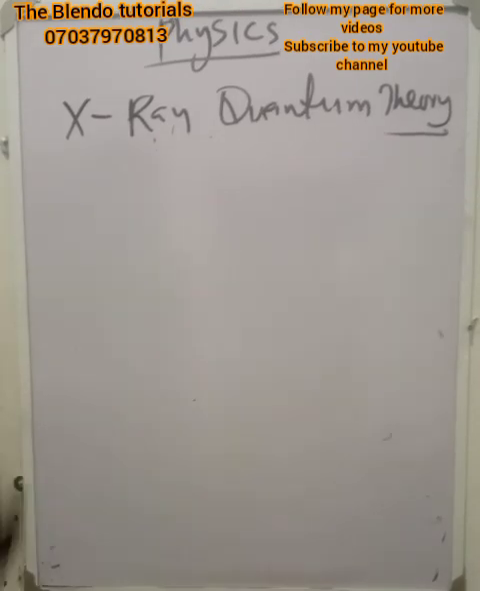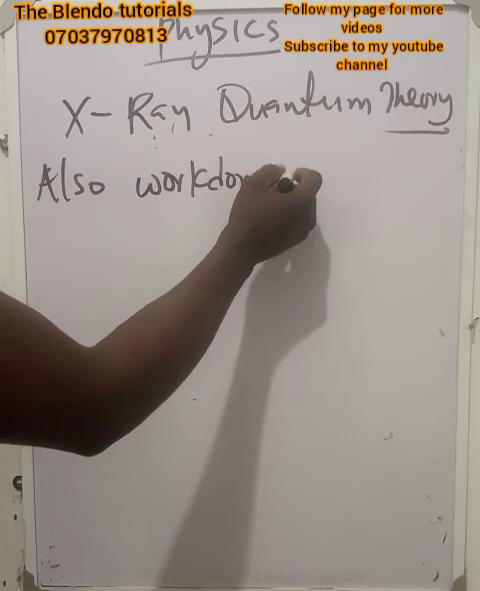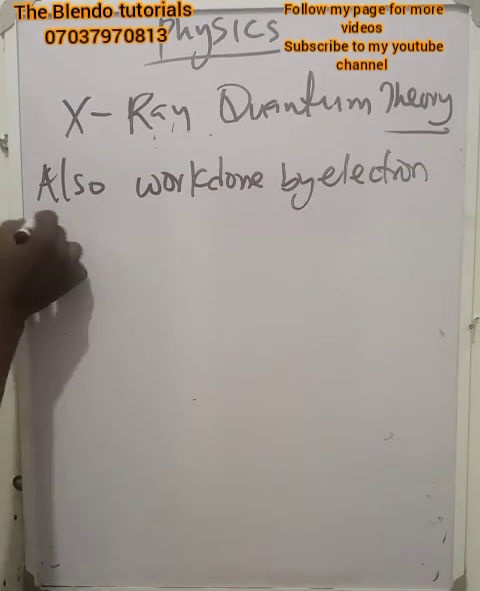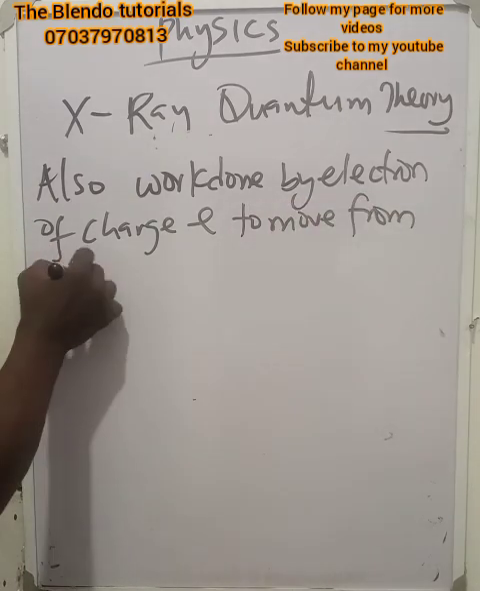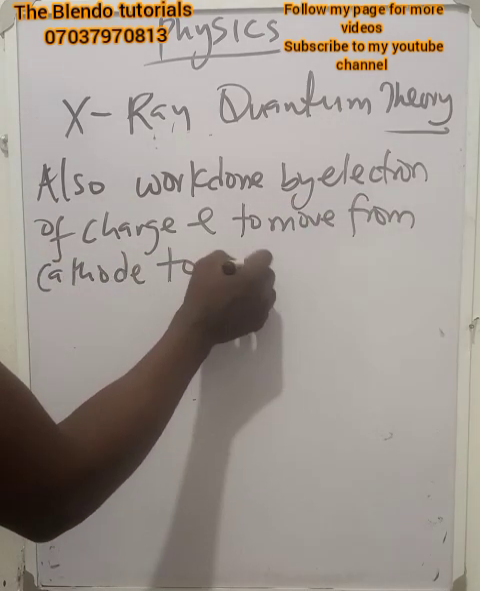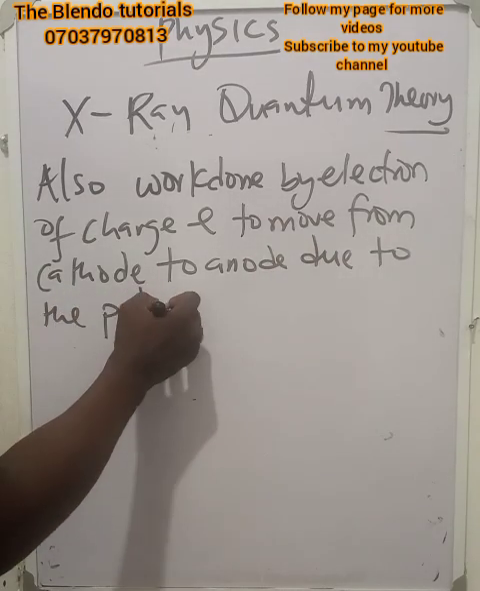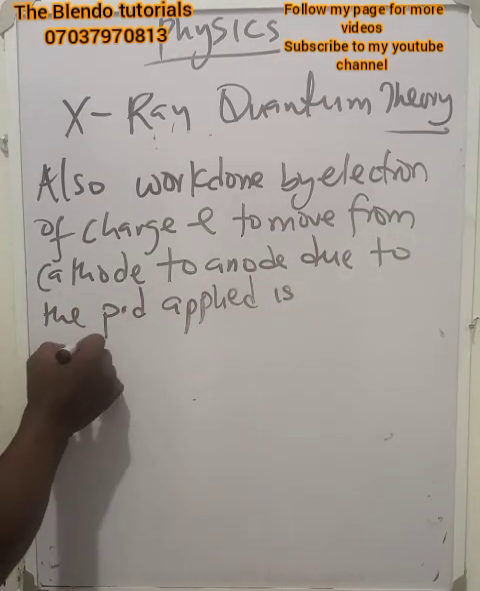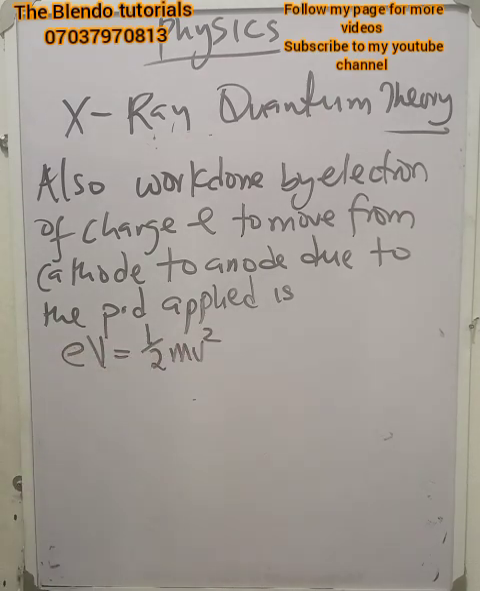Then we have to look at the work done by the electron of charge e to move from cathode to anode due to the PD applied, that is, potential difference applied. So the work done is eV, electron volt, equal to half mv squared.